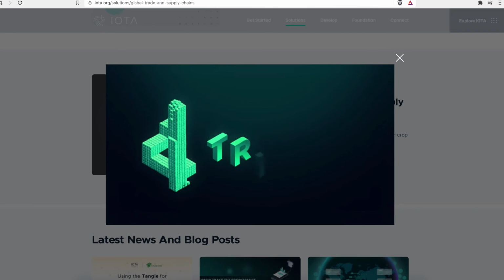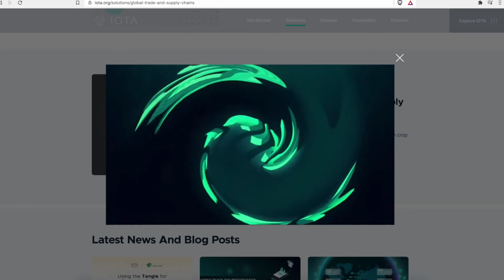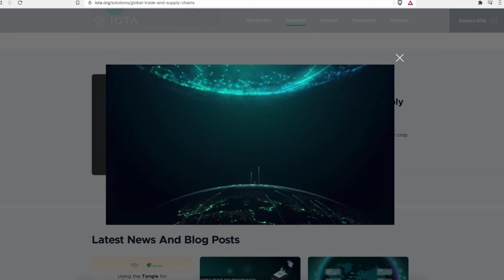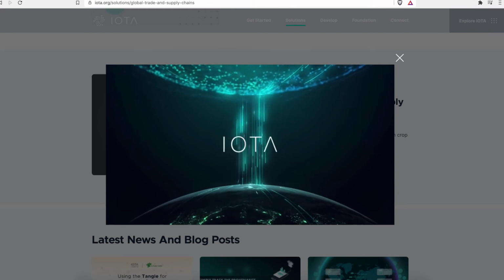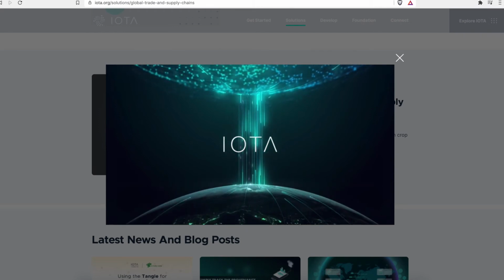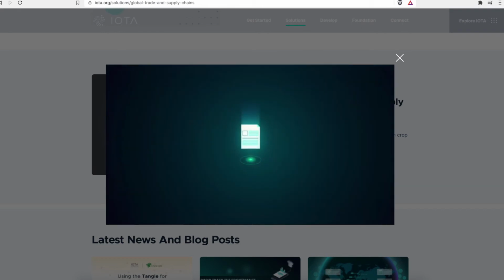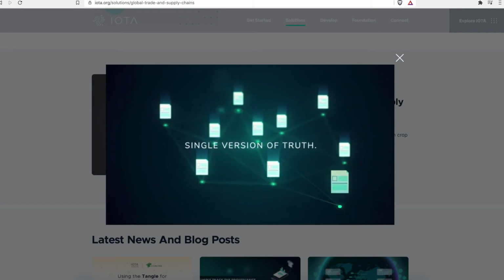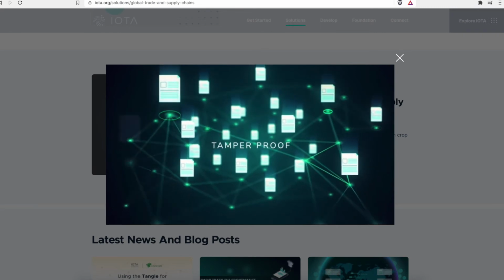$4 trillion are lost each year. That is more than the entire German GDP going right down the drain. What if we told you all of this is about to change? Introducing IOTA, the world's first open source distributed ledger built to power the Internet of Things. By implementing the tangle, the data structure behind IOTA, a single version of the truth is enabled by logging the entire supply chain onto a tamper-proof distributed ledger.